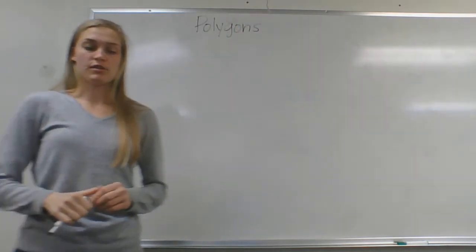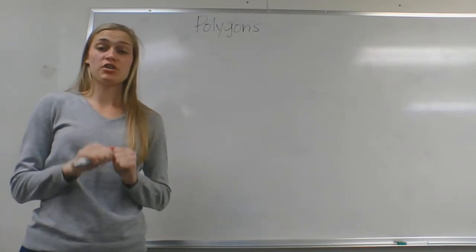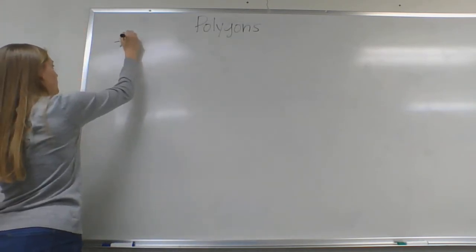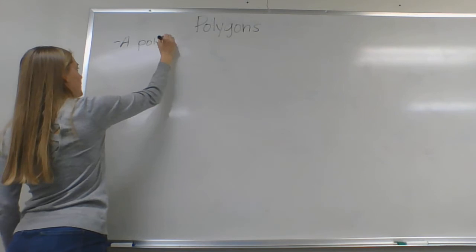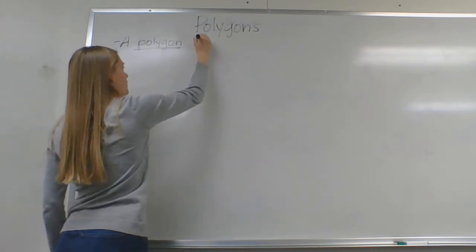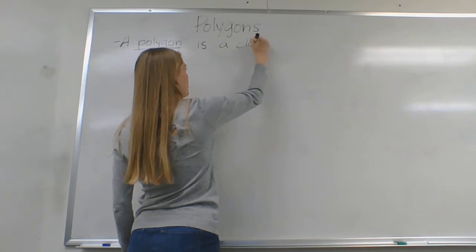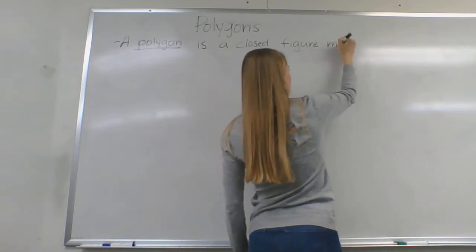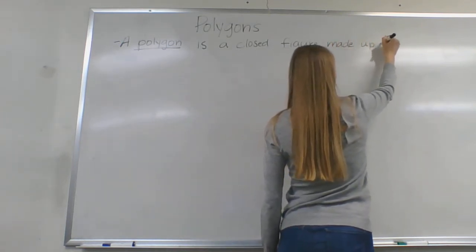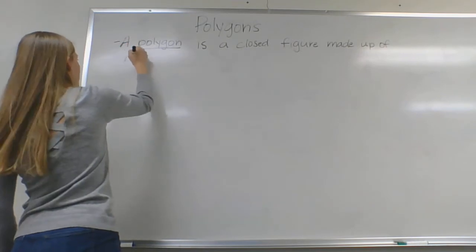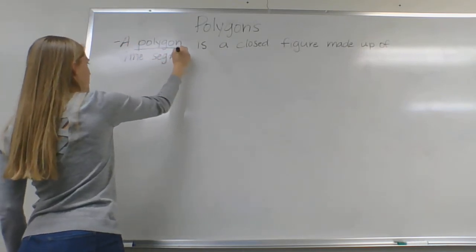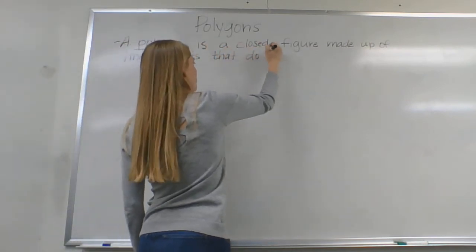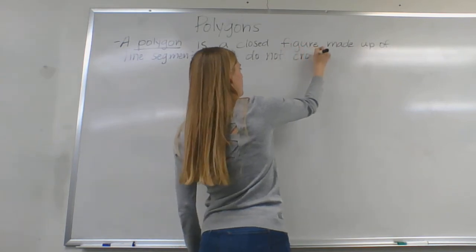All right, we're going to make a few charts today. We're going to learn a few definitions. So the first definition is, what is a polygon? A polygon is a closed figure made up of line segments that do not cross.